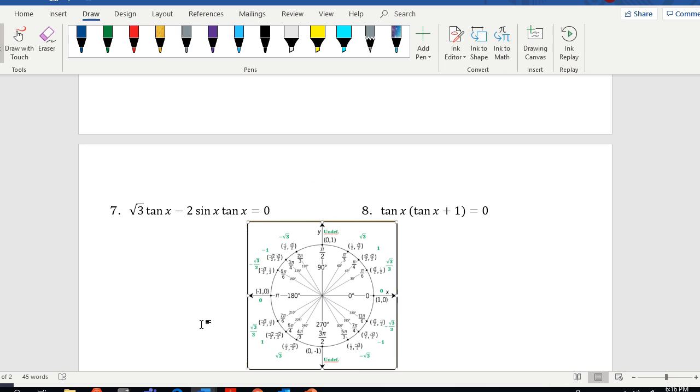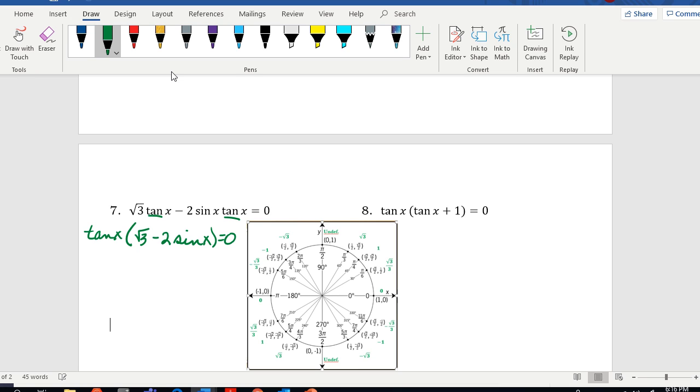All right, so number 7. Starting with number 7, I'm going to look and see what I can pull out of all the pieces. The one thing that I see that belongs to both is tangent x. What am I left with? The square root of 3 minus 2 sine x equals 0.